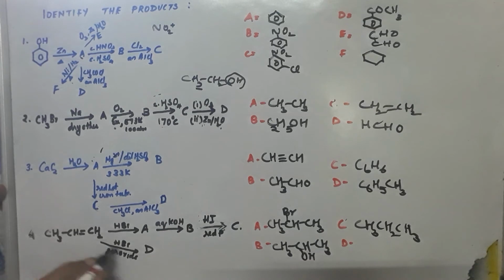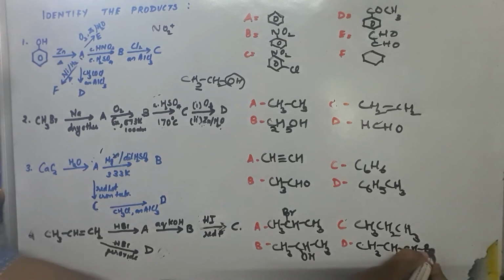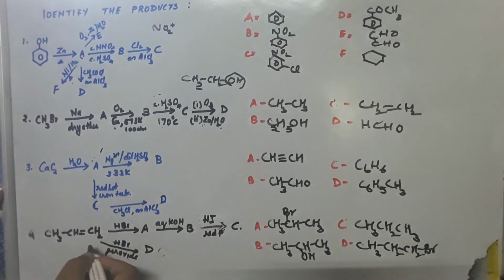Now look at the D formed. Propene is treated with HBr and peroxide. So it is again a rule which is to be followed, that is anti-Markovnikov's rule, or the Kharasch effect. Whenever you see peroxide, the negative part of the reagent goes to the carbon with more hydrogens, or it goes against Markovnikov's rule. So bromine comes here. So D is CH3CH2CH2Br, 1-bromopropane. So you got the products.